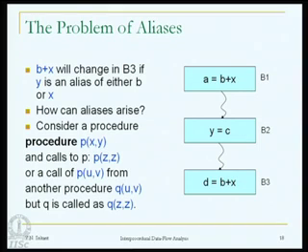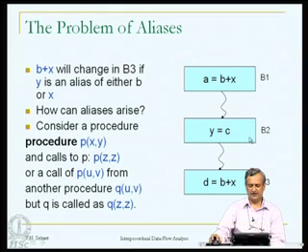So, because we have y equal to c here, that means it is a modification of the expression b plus x. So, this b plus x and this b plus x are not the same. Okay. So, if such is the case, then we cannot say that b plus x is an available expression at this point. Okay. So, that is why alias analysis becomes important.